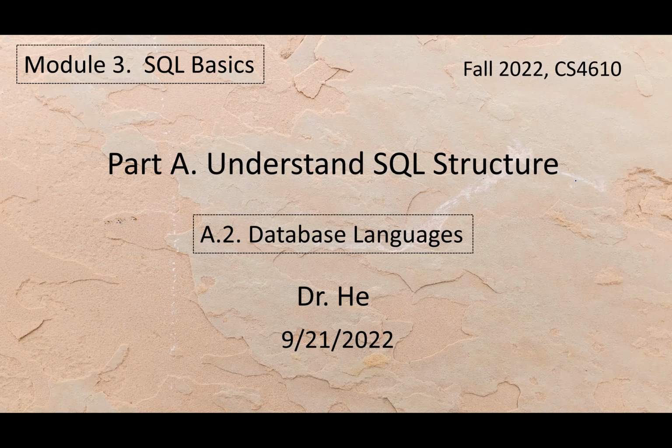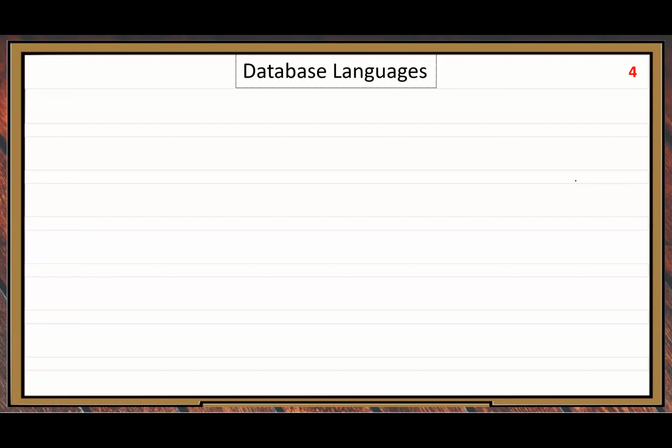Second, 8.2, database language. Sometimes you may see people talk about database languages. So here, let me talk about some commonly used database languages. We know SQL is a database language, but there are some other languages. Here, we still go back to the research in academia, because those researchers designed different database languages.